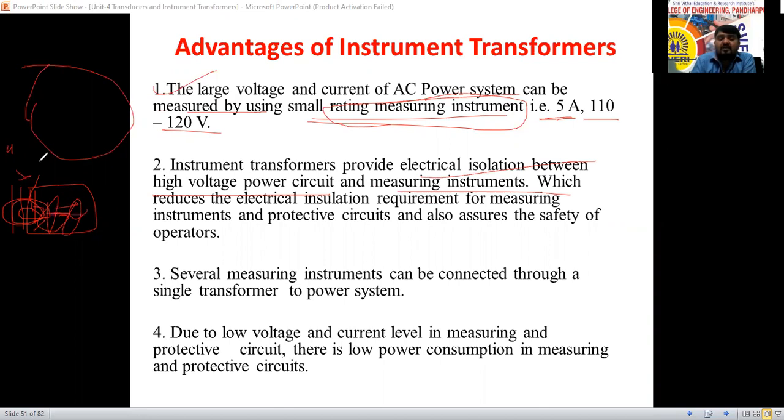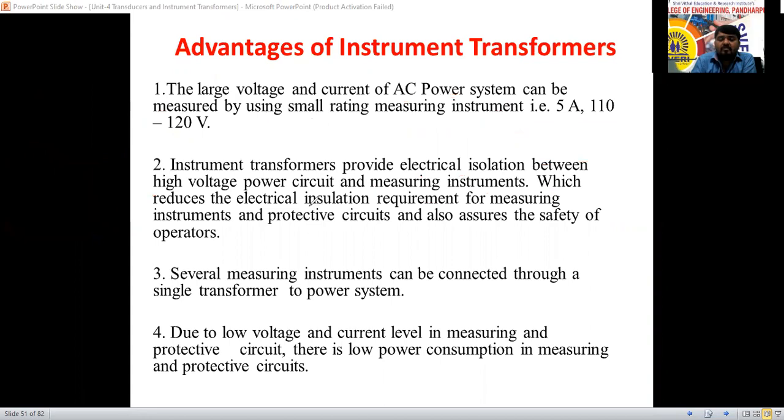For that reason, the instrument transformer provides insulation between the higher voltage side and the measuring instrument. So measuring instruments and protective circuits also assure the safety of the operators, who are going to operate them. That is the second advantage of the instrument transformer.